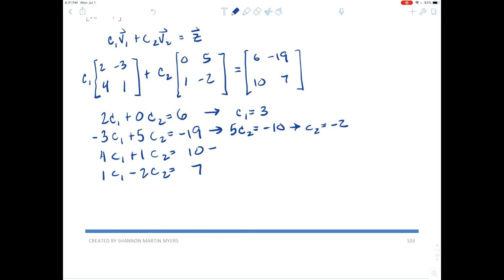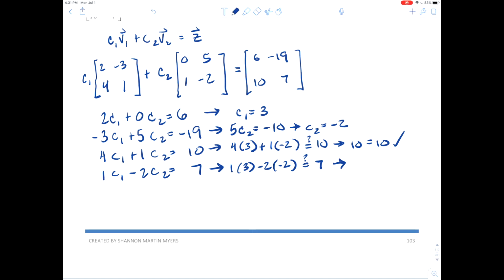And let's see if it works. So is 4 times 3 plus 1 times negative 2 equal to 10? And yes, 10 is 10, so that checks out. Now we just have to see if this other one checks out. So is 1 times 3 minus 2 times negative 2 equal to 7? On the left side, 3 plus 4, yep, we get 7 is 7.